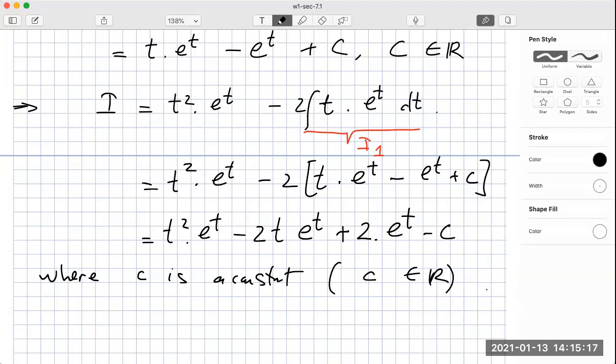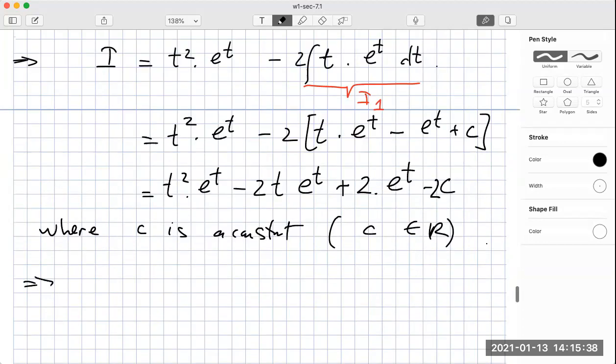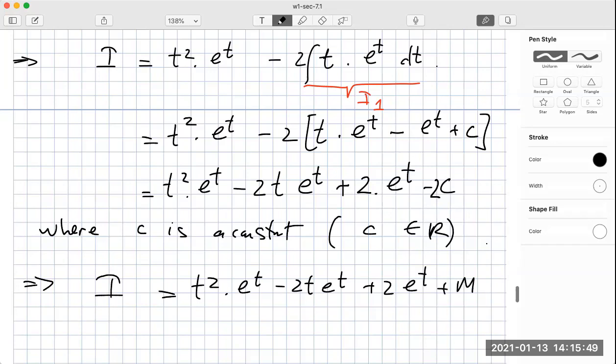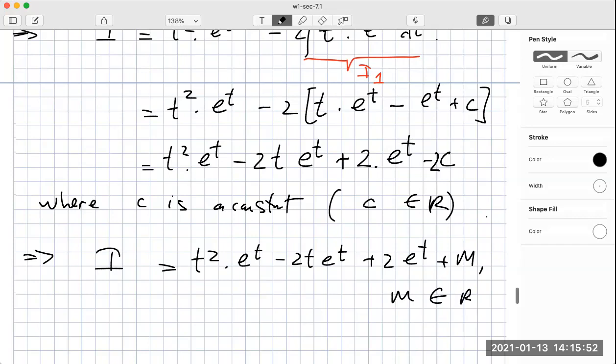Negative c or plus c doesn't matter here. Oh, you're right. Actually, it should be minus 2c. But in your final computation, minus 2c is simply a constant, right? You can write it as t squared e to the t minus 2t e to the t plus 2e to the t plus m, where m is a number. It doesn't matter, just a constant. Okay. But thank you. That's a good point.